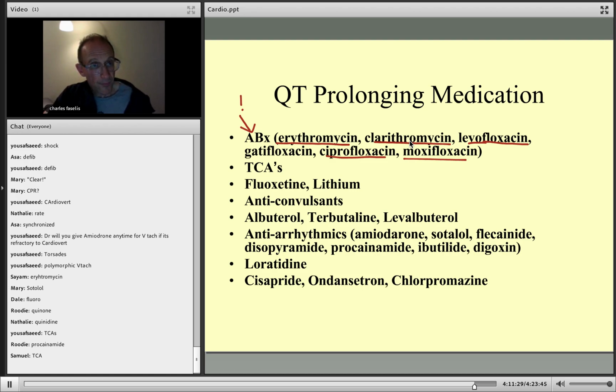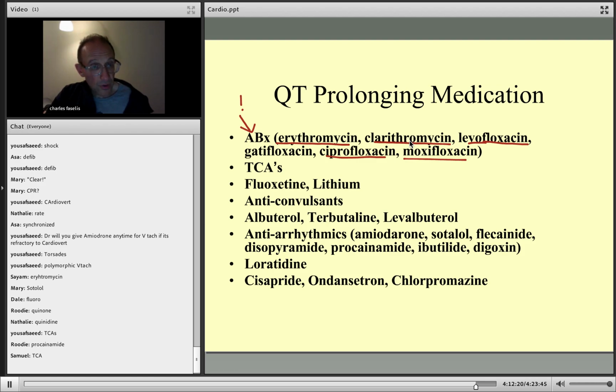Not good. Other things that prolong QT: tricyclic antidepressants, lithium, fluoxetine, certain anticonvulsants, but also albuterol, right, and levalbuterol, antiarrhythmics. Mary talked about sotalol, so that was in the study when they investigated, and they found sotalol to be a decent drug, right? It caused a lot of QT prolongation and torsades. Flecainide and encainide were taken almost off the market in the 90s because of this, right? And then some other things like loratadine, cisapride.